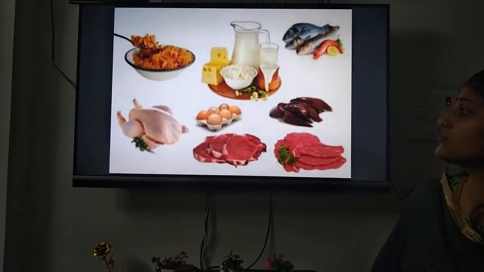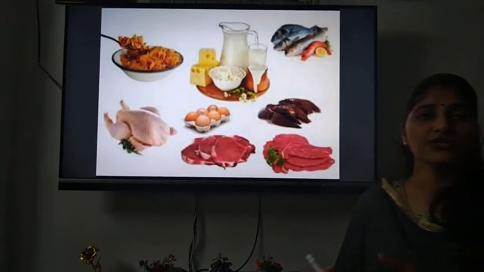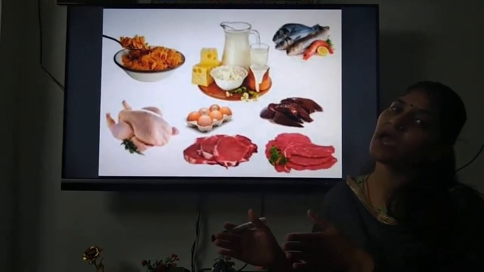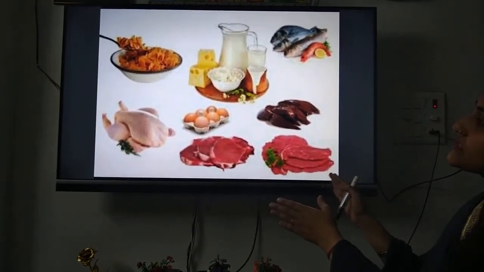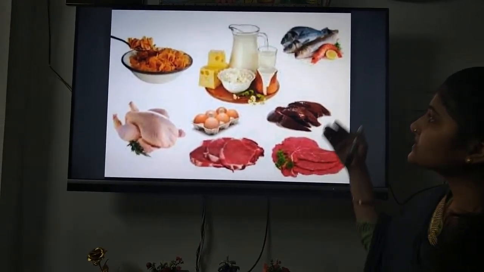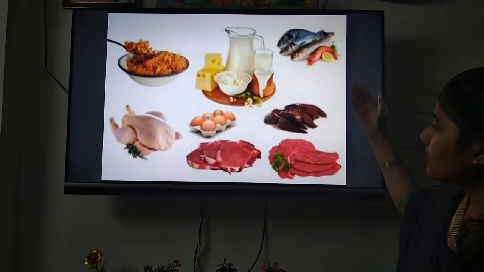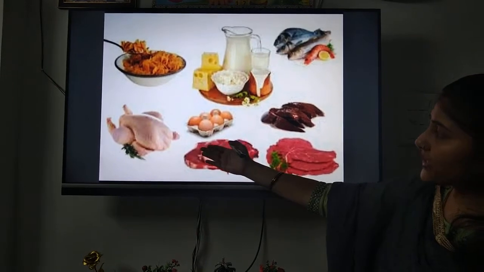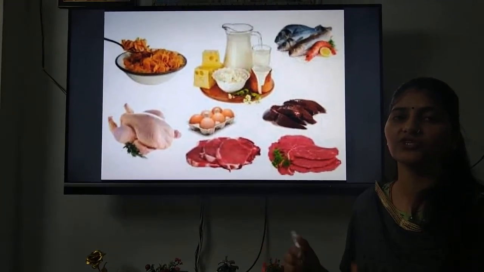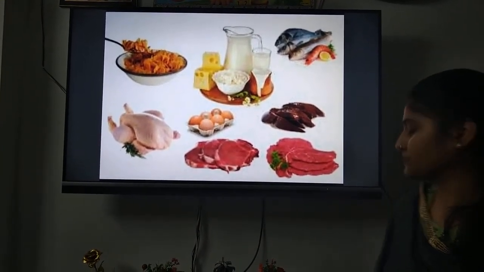Now coming over to the next picture, as we have already covered the plant parts as a source of food, the next is animal products. Here you can see the different animal products which we include in our diet: milk, cheese, curd, fish, meat, chicken, eggs. These are all the things included in our food which we get from animals.